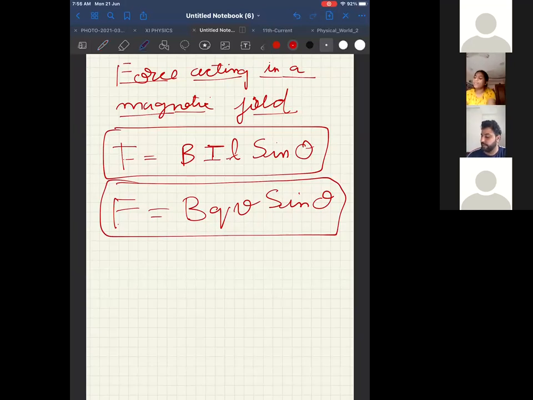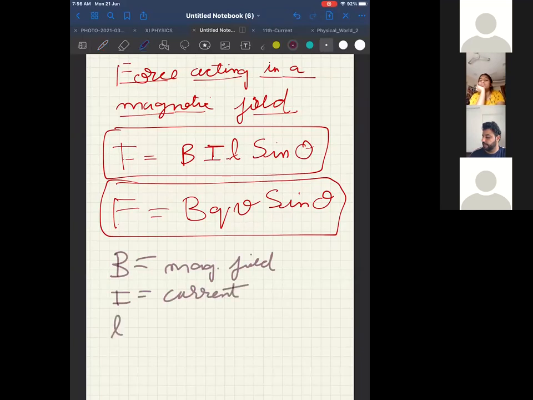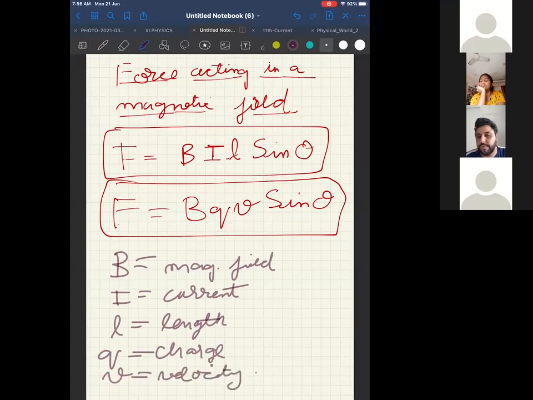Now please look at the screen. F stands for force, B stands for magnetic field, I stands for current, L stands for length, Q stands for charge, and V stands for velocity. Make a note of these two formulae for force. Quick. There is one more formula, BLV sin theta, but that we will take for EMF.